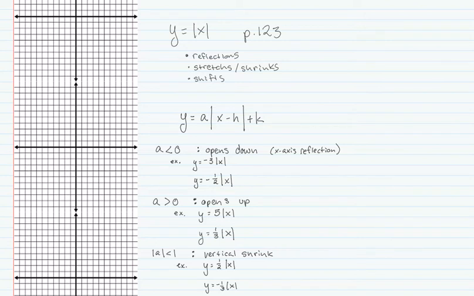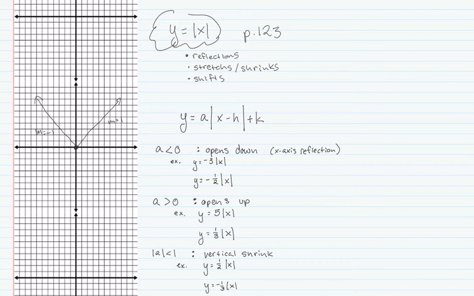All right, so this is our parent function, y equals the absolute value of x. And it always begins at (0, 0) at the origin and goes up 1, right 1, up 1, right 1, up 1, right 1 on the right side of the graph, and up 1 to the left 1, up 1 to the left 1, up 1 to the left 1 on the left side of the graph.